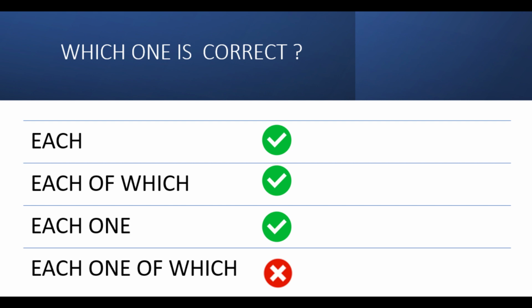Now, when you add of which to each one, you are introducing redundancy. The reason is that each one already implies that you are talking about individual items within a group. Adding of which after each one can be seen as repeating the same idea. It's like saying each one of each, which becomes repetitive and unnecessary.